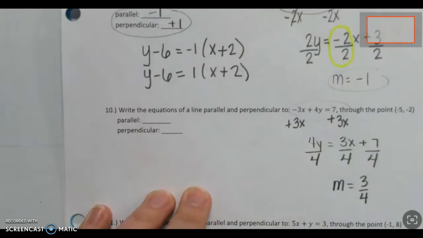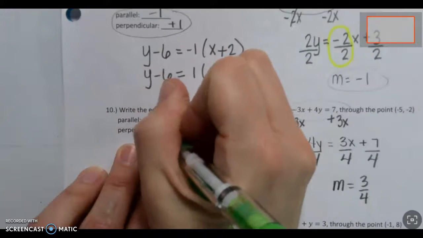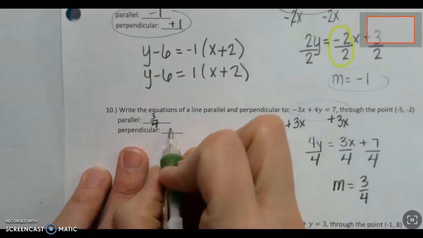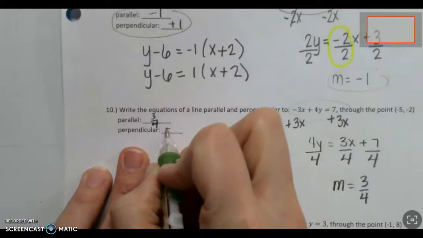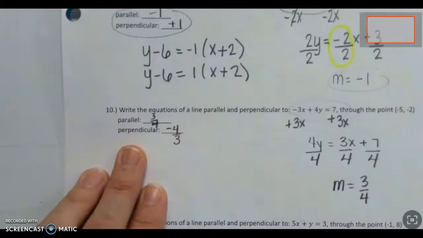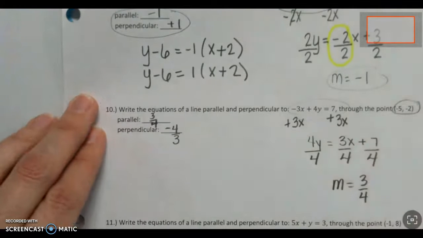So when you write the equation parallel, you're going to use 3 over 4. When you write the equation perpendicular, you're going to use, did you say the word negative in front of there? Okay, I just didn't hear that part. Negative and then 4 over 3. And then we use this point, negative 5, negative 2.